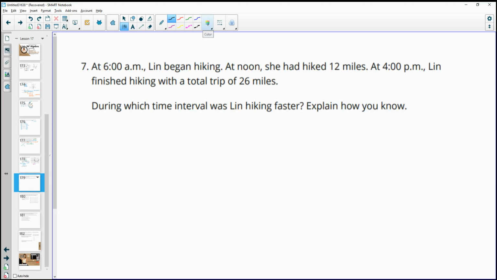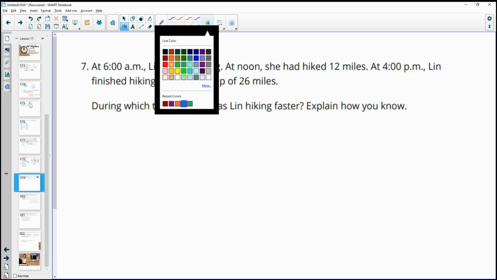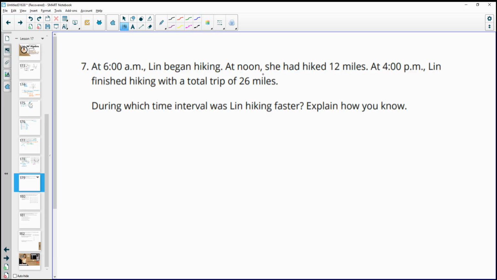Number 7, at 6 a.m., Lynn began hiking. At noon, she had hiked 12 miles. At 4, Lynn finished the hike with a total trip of 26 miles. Which time interval was Lynn hiking faster, and how do you know? So she started here at 6 a.m., then she hiked until noon, then she hiked until 4 p.m.